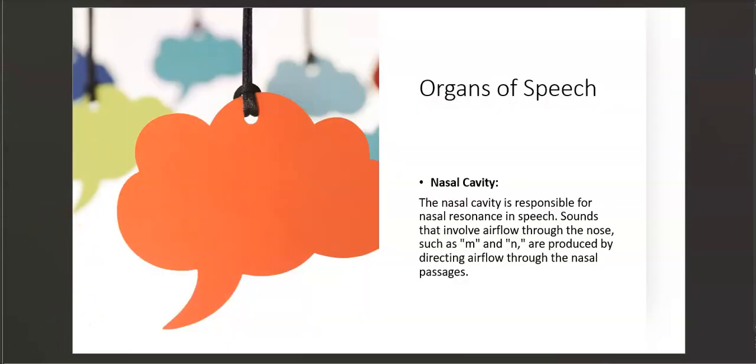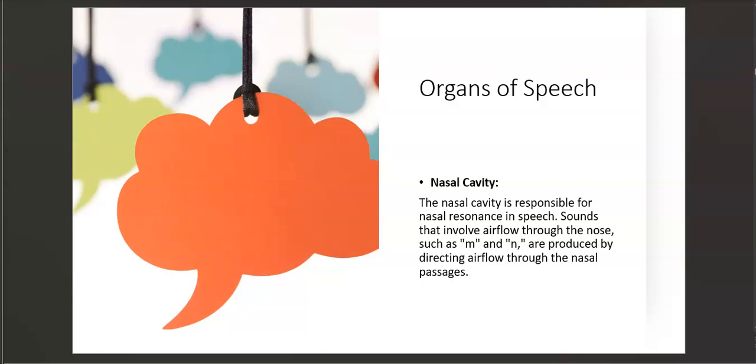Another one we have is the nasal cavity. The nasal cavity is responsible for the nasal resonance in speech. Sounds that involve airflow through the nose, such as M, N, are produced by directing airflow through the nasal cavity. So you notice that with some sounds you will feel the air pass through your nose. When you say, for example, M, N, you notice the air leave your nose; it involves airflow through the nose.